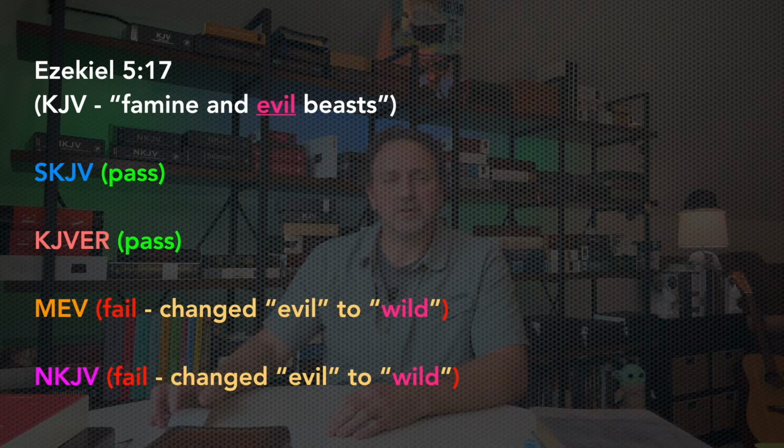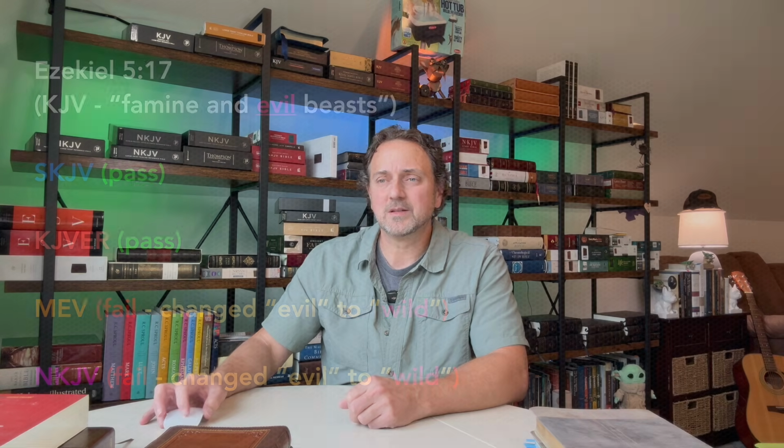Next up is Ezekiel chapter 5, verse 17. The KJV: "famine and evil beasts." Simplified KJV is a pass. The KJV Easy Read is a pass. MEV and New King James fail. They change evil to wild, so it reads "famine and wild beasts."